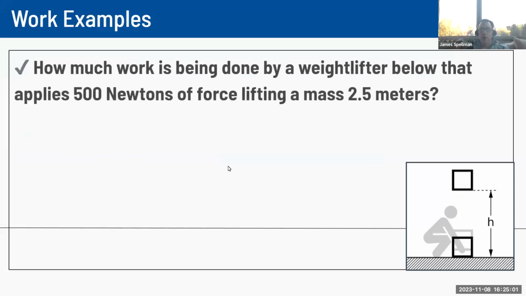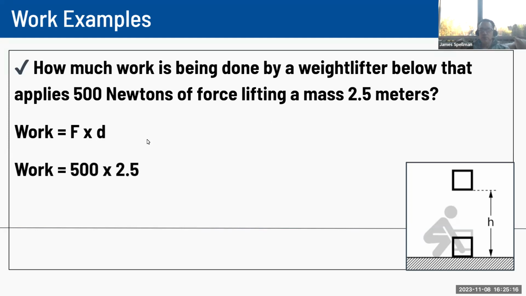So some example problems of how to look at these types of things. How much work is being done by a weightlifter? It shows below, but this is not really a weightlifter, who applies 500 newtons of force lifting a mass 2.5 meters. Go to your reference sheet, work is force times distance, plug in your numbers. The force is 500 newtons, the distance is 2.5 meters, and we just multiply those together, 500 times 2.5, and the amount of work is 1,250 joules.